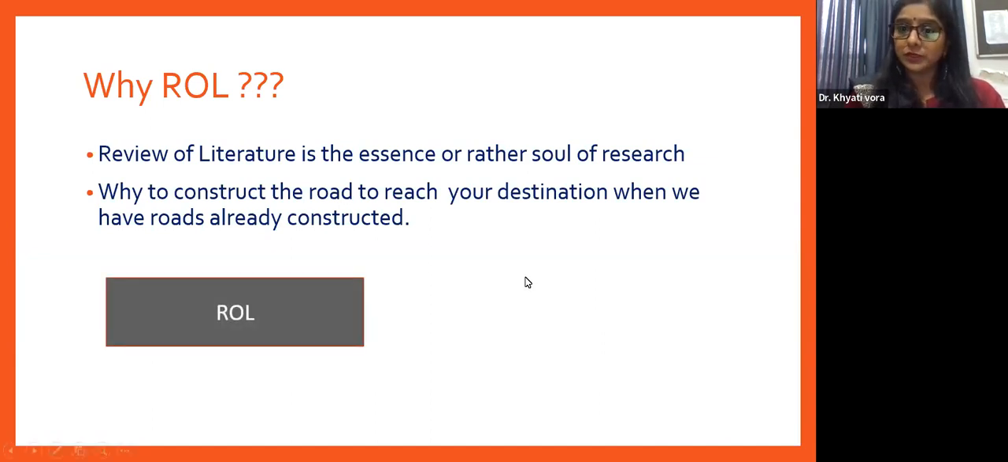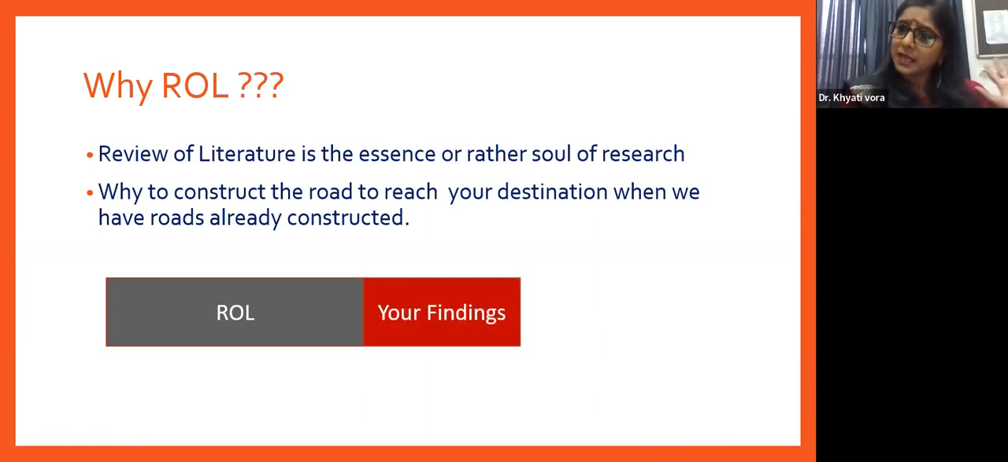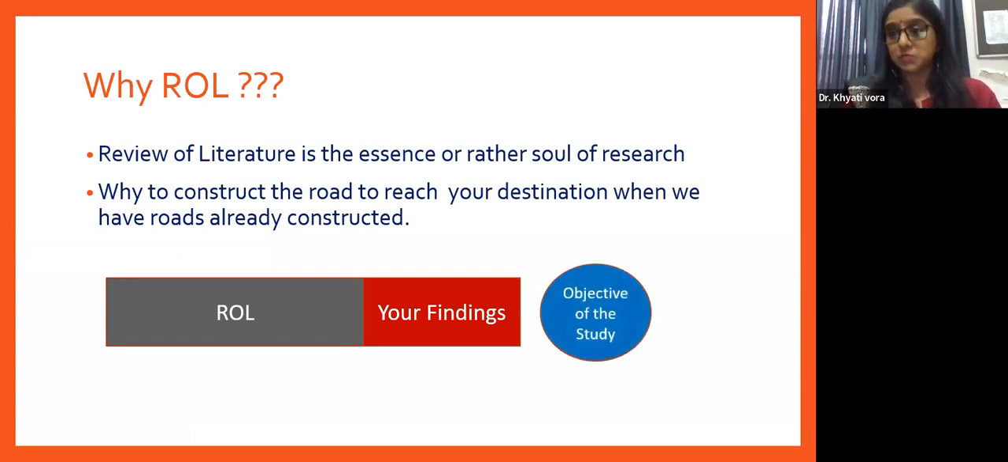So what is the review of literature? When I conduct any research, when I want to travel from one place to another, there are roads already constructed. So there is review of literature. The findings of my research paper or dissertation will be an addition to the ROL for others. And that will be the objective of the study.